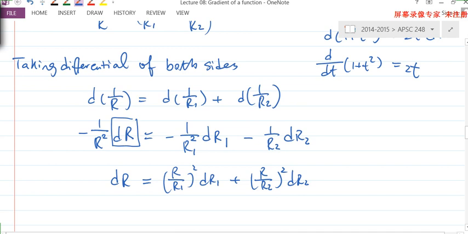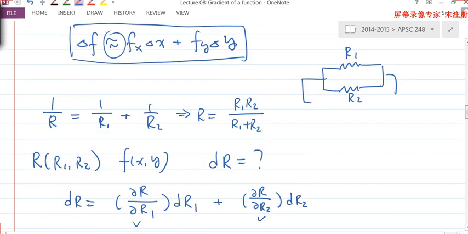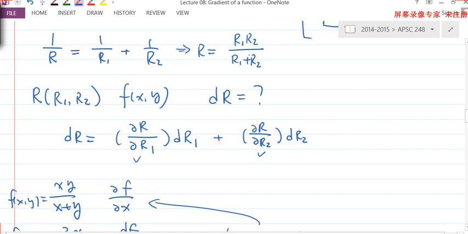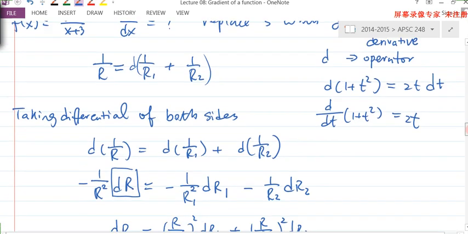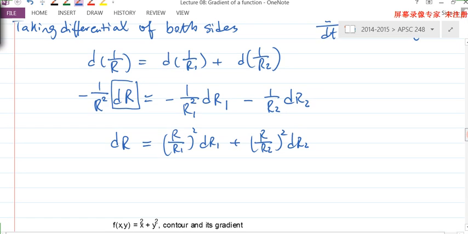Now, I want you to practice the one I just showed here, okay? This is good practice, particularly for some of you who are not very comfortable with the partial derivative yet. So you need to practice this. Okay, so get back to this question right here.